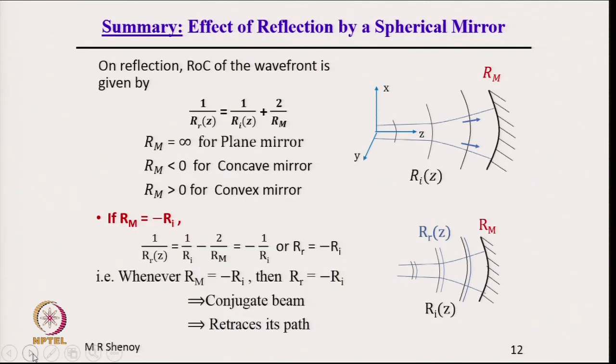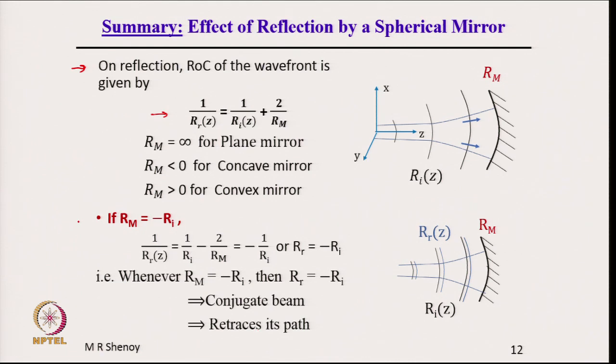This leads us to the design problem, but before that let us summarize now. The effect of reflection by a spherical mirror is that, on reflection, the radius of curvature of the wave front is given by this formula, where R m is equal to infinity for a plane mirror, less than 0 for a concave mirror, and positive for a convex mirror.